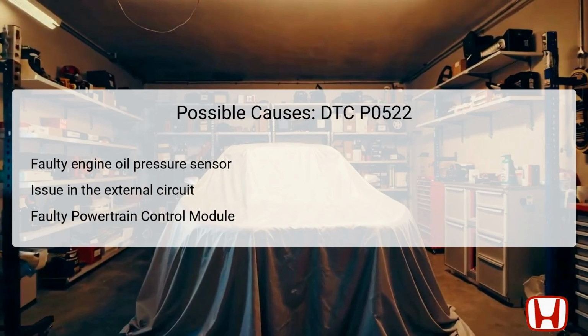First, a faulty engine oil pressure sensor might be the primary culprit. Over time, wear and tear can affect the sensor's ability to produce the correct voltage. Second, issues in the external circuit that connects the engine oil pressure sensor to the PCM can also be responsible. This could include damaged wires or poor connections that fail to transmit accurate signals. Finally, if both the sensor and the circuit are functioning correctly, the problem may lie with the powertrain control module itself, which could require further diagnostics or replacement.